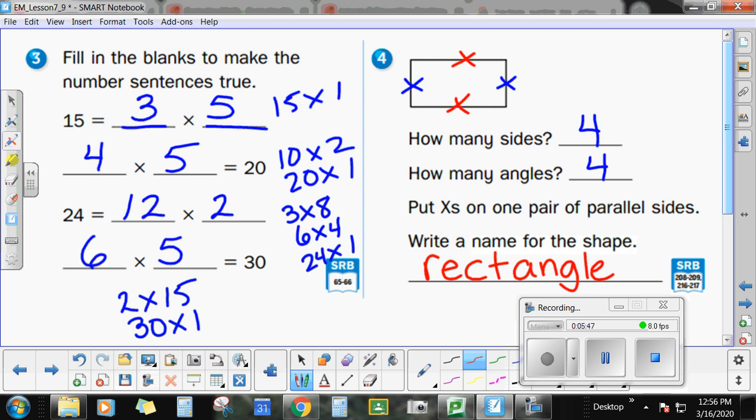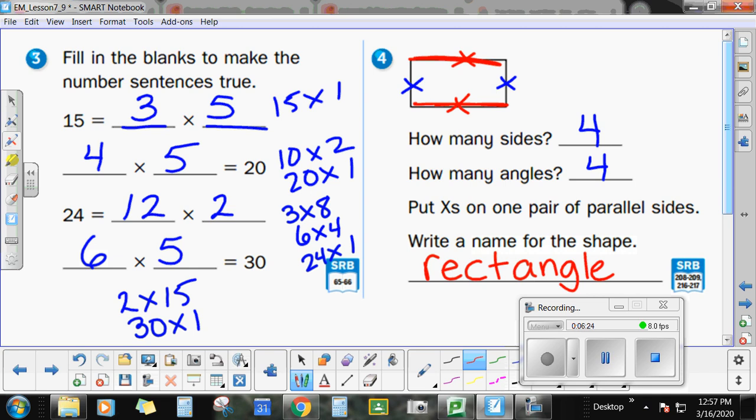Can it be a square? Can the shape be a square? No, because again, it does not have 4 equal sides. Could it be a kite? Can the shape be a kite? Do you remember what it takes to be a kite? 2 pairs of equal length sides that touch. It has equal length sides. This side equals this side, but do they touch? No, so it cannot be a kite. It can be a trapezoid, it can be a parallelogram, and it can be a rectangle.